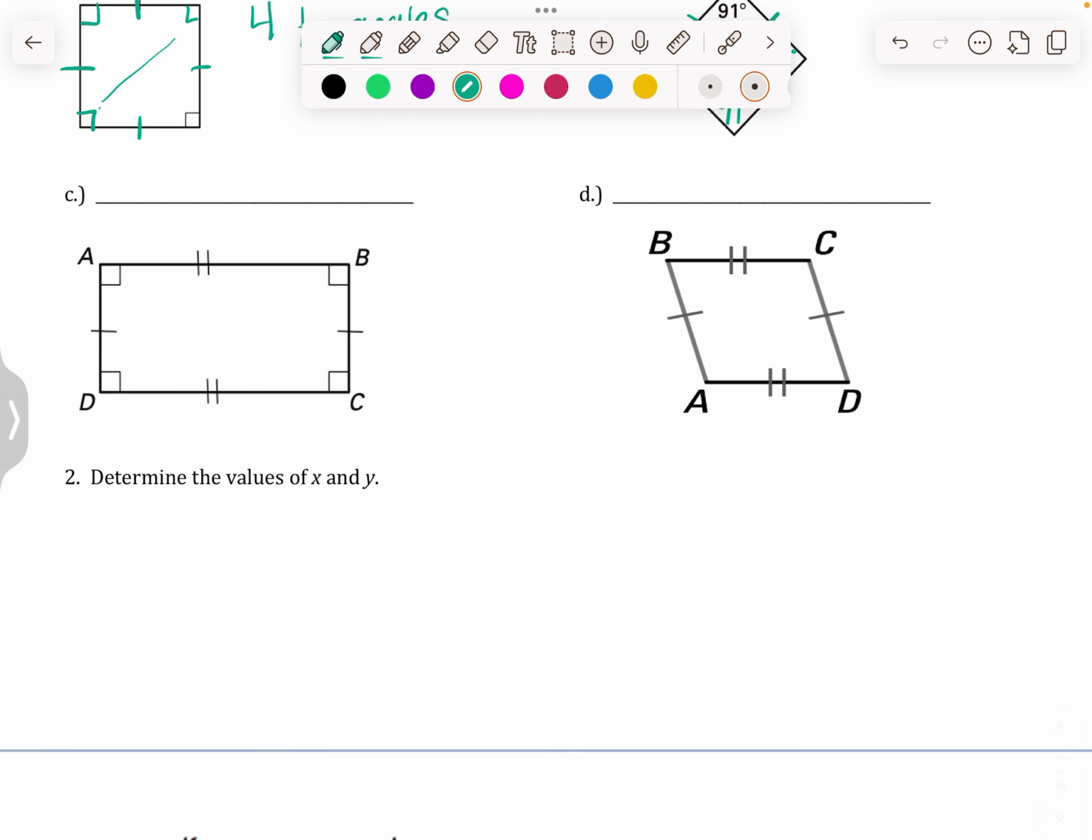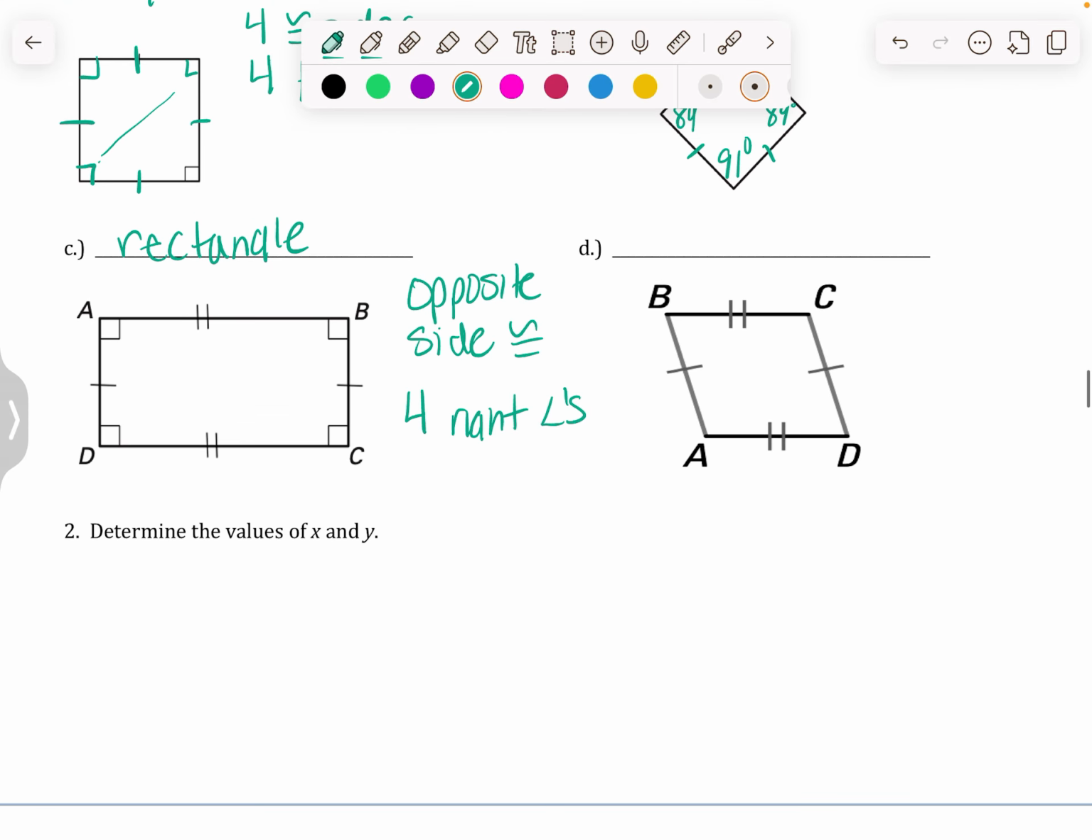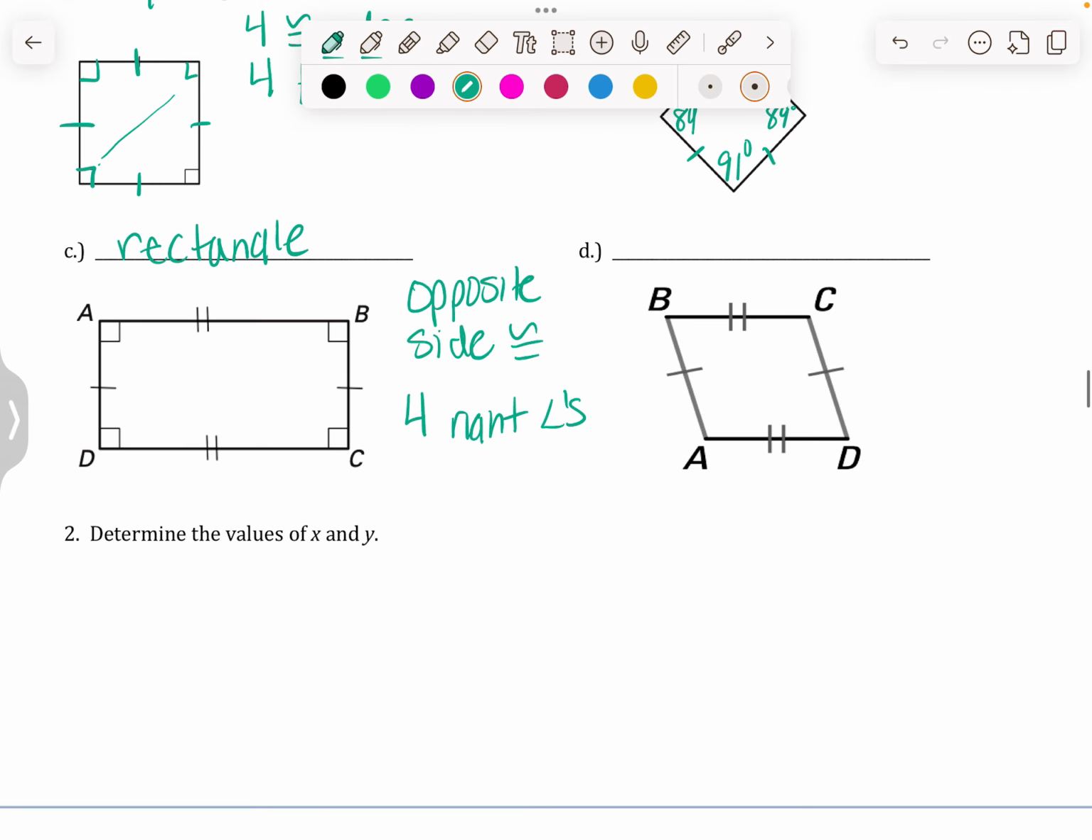In C, we have a rectangle. So we have opposite sides are congruent and four right angles. We don't have all four angles congruent, or all four sides congruent, so that's the difference between the rectangle and the square. And in the last one, we have opposite sides are congruent, but we don't have four right angles, so this would just be a parallelogram.